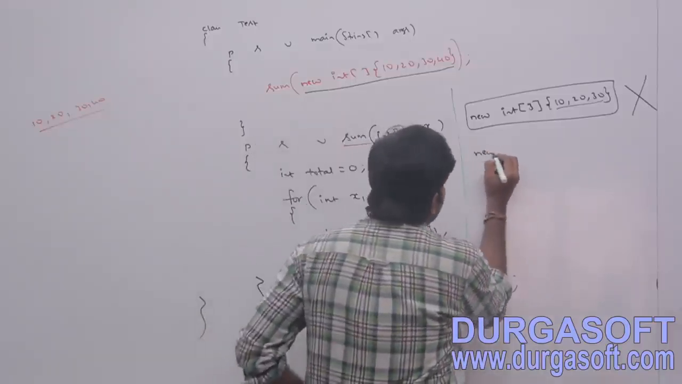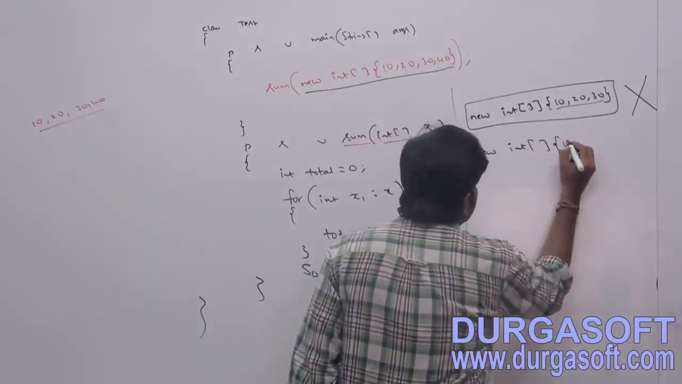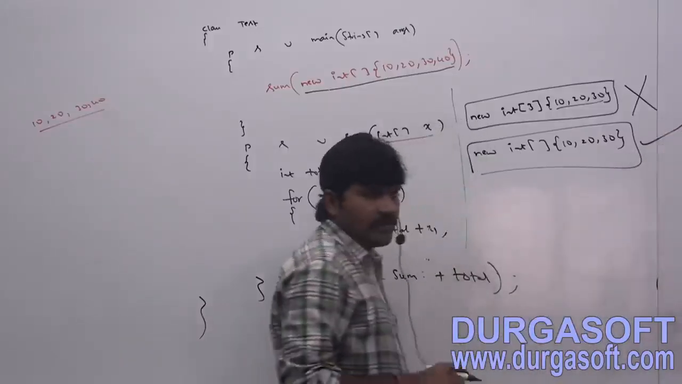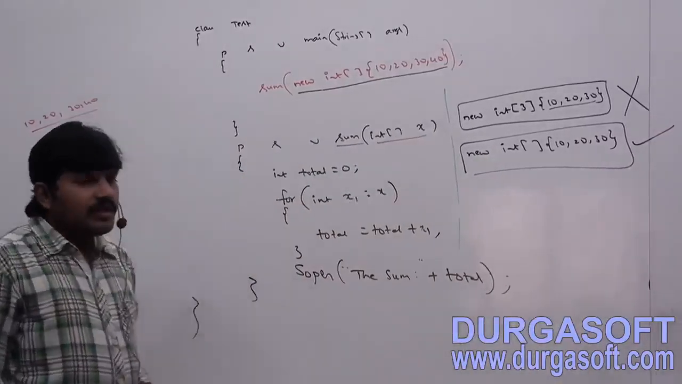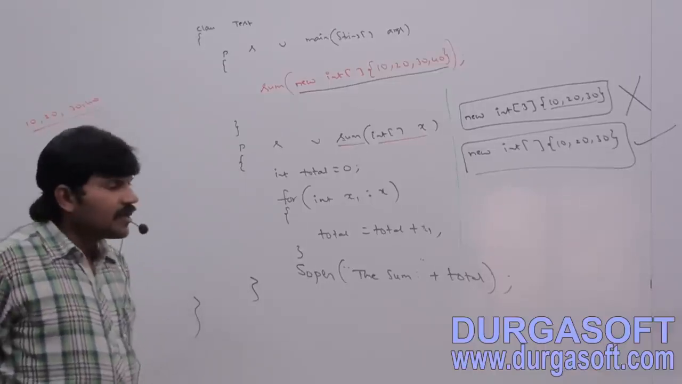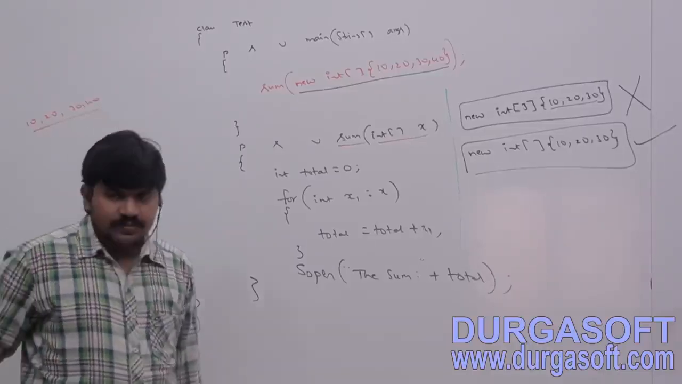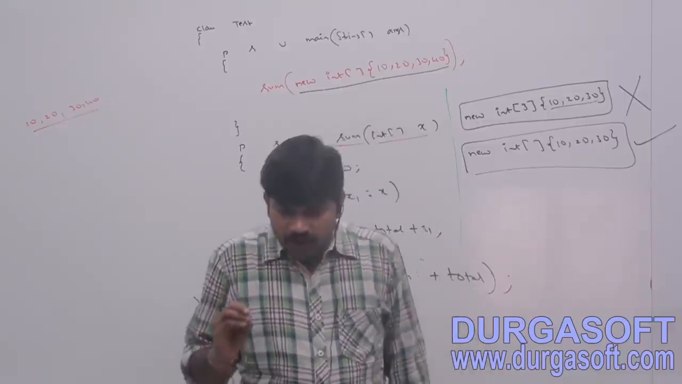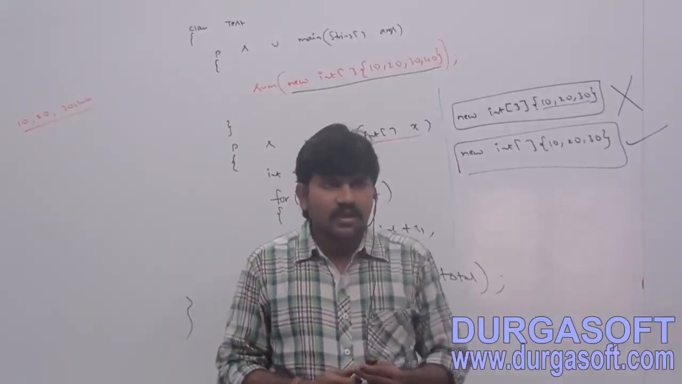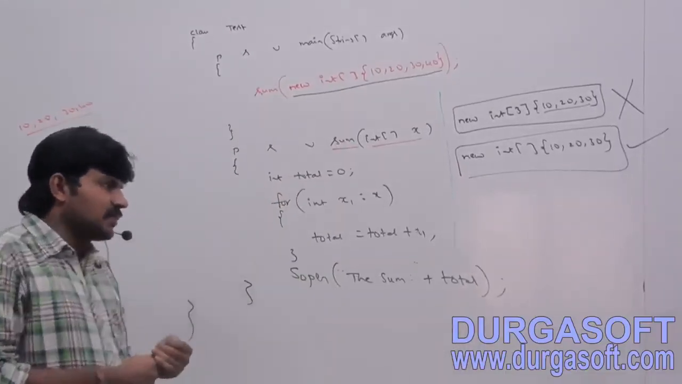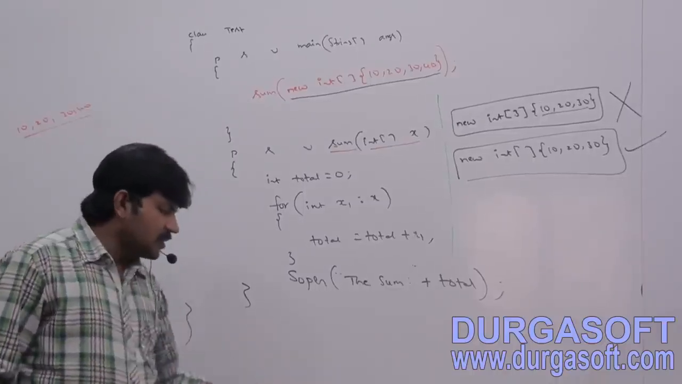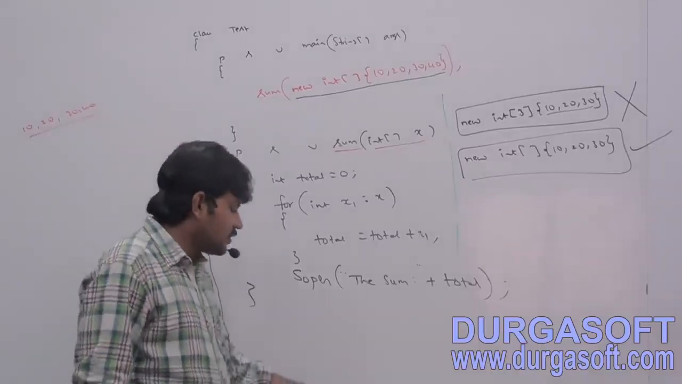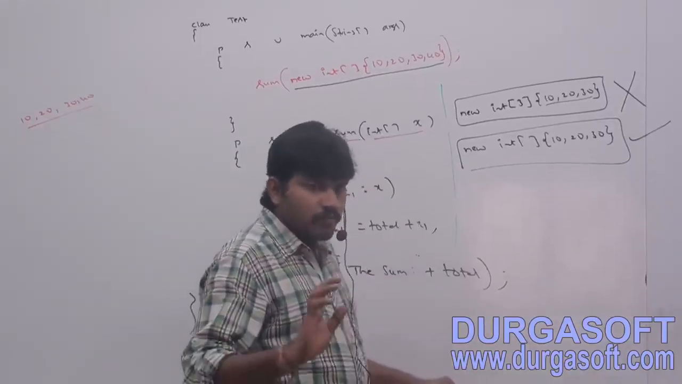Sir, can you tell, is it valid or not? New int array 10, 20, 30. Is it valid or not? This one is perfectly valid. Observe this point: while creating anonymous arrays, we can't specify the size. Otherwise, we will get a compile time error.